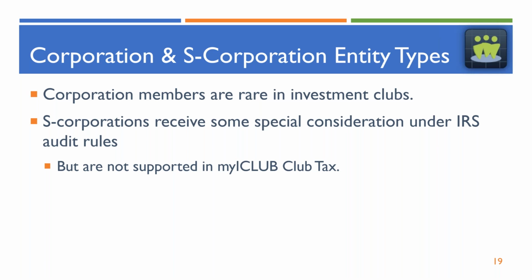Some clubs like to organize as an S corporation. But there are some special considerations. The audit rules limit the number of partners you can have. And if you have an S corporation as a partner, you have to consider all of the members of the S corporation also as members of your club for the audit rules. So those are some of the reasons why these are not supported in myICLUB, especially the S corporations. That makes it harder to opt out of the new audit rules.